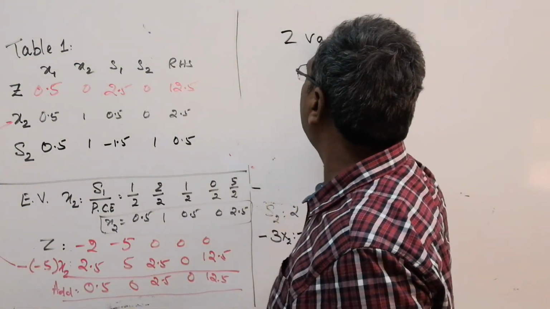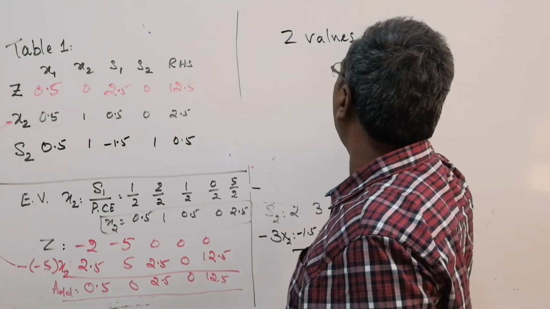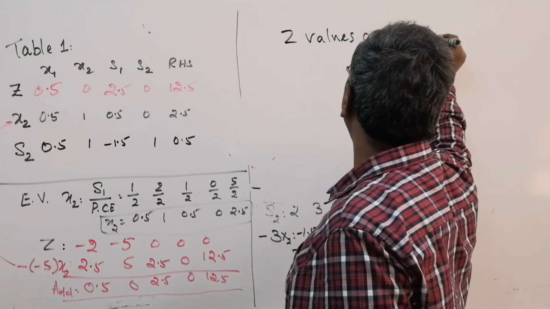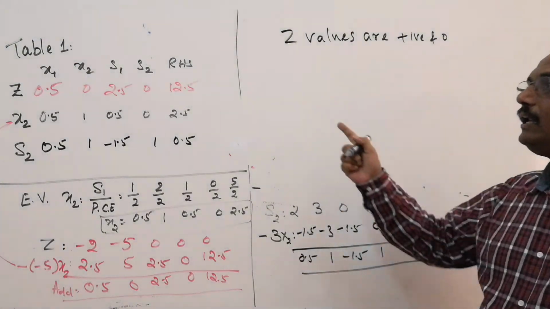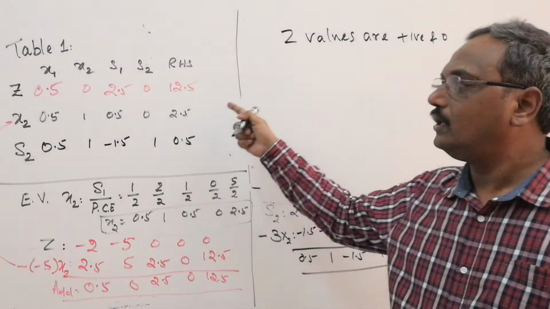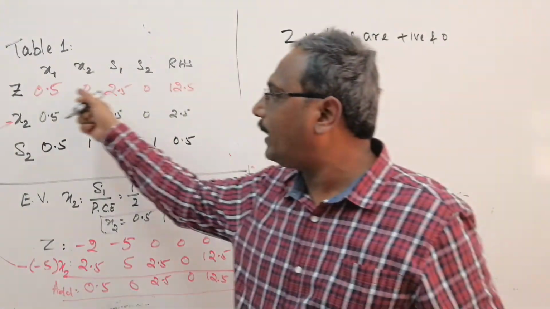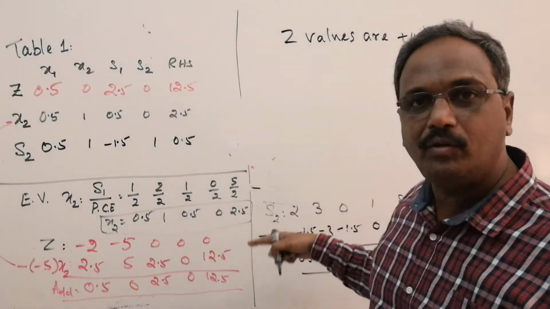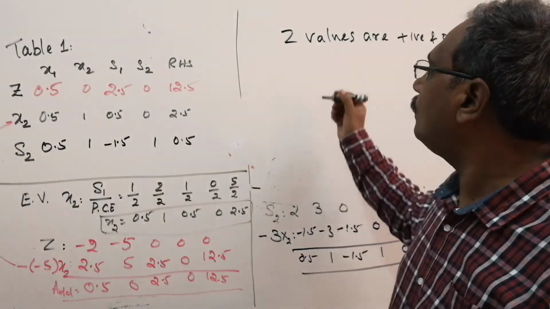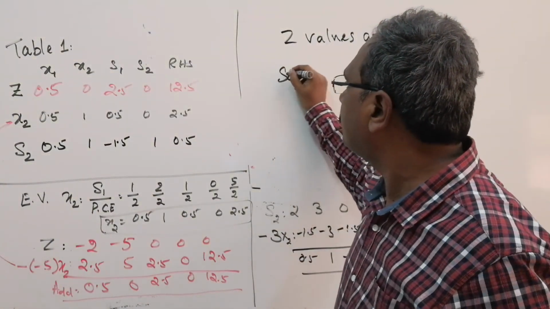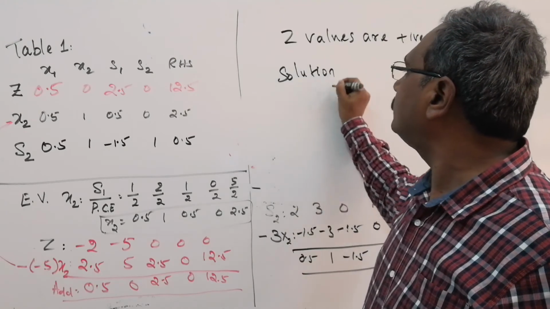Z values are positive and 0. We are going to proceed until we reach this stage. If you have any minus in this z, again you have to proceed the same principle. Now we are going to find the solution. The solution is maximum z.